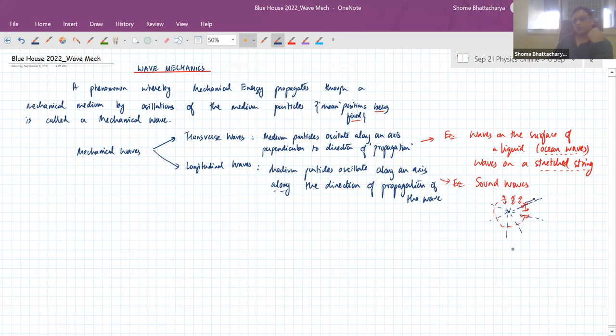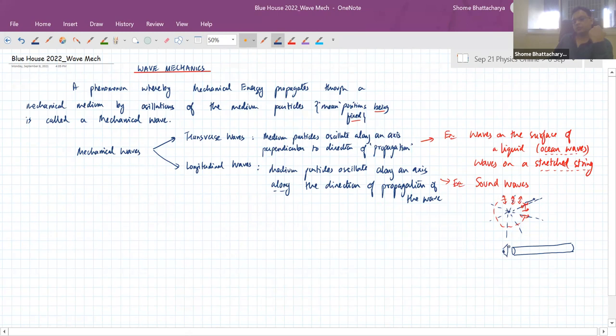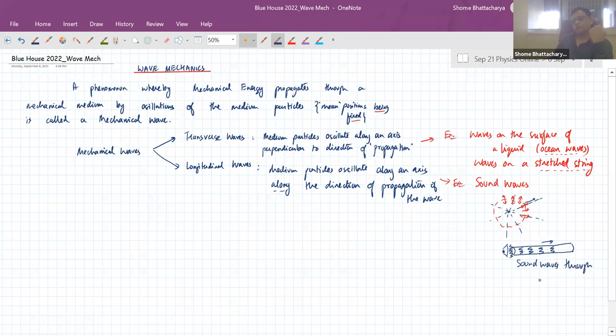Or if you create sound waves through a windpipe, where at one end you have, let's say, an electronic speaker, or the prong of a tuning fork, it causes vibrations of air back and forth. As those vibrations propagate through the air pipe, the energy is propagating in this direction and the vibrations are in the same direction. So this is sound waves propagating through what is called a windpipe, or historically organ pipes.